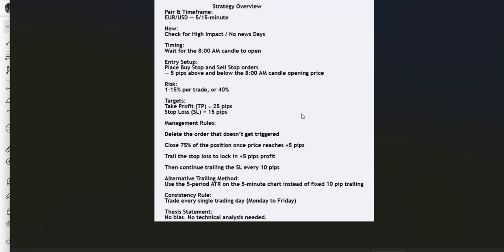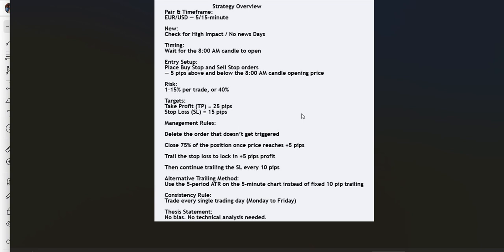But with that trail, because you guys are manually trading, once you close that 75% of the position, I need you to trail your stop loss to that point, 5 pips in profit, to that price where you closed that. That is going to lock in your break even and profits.